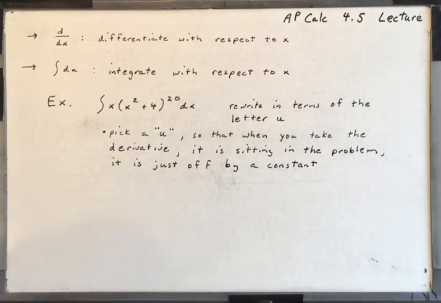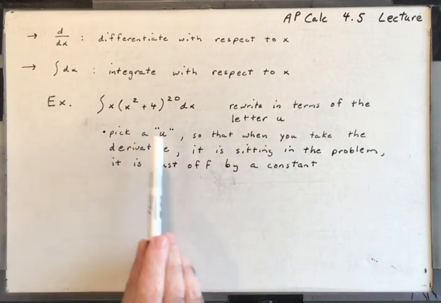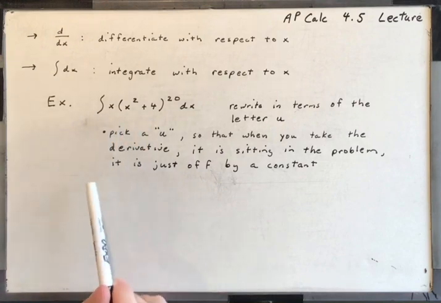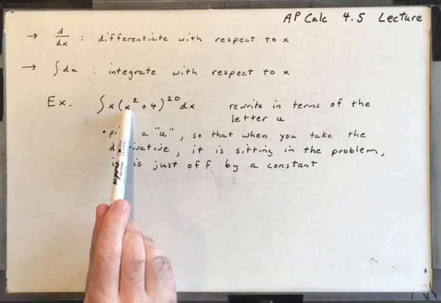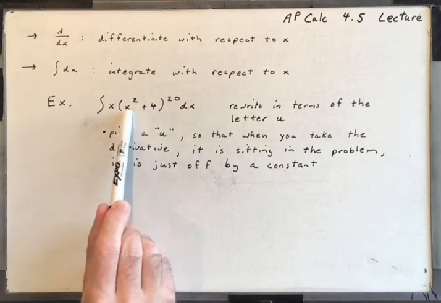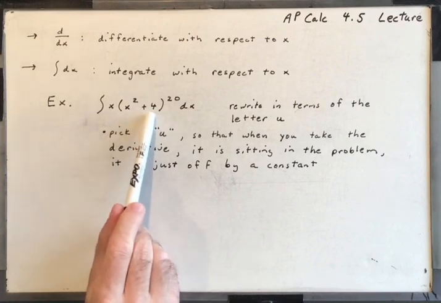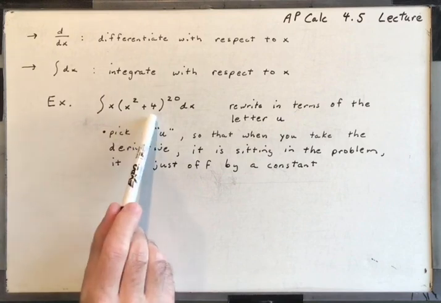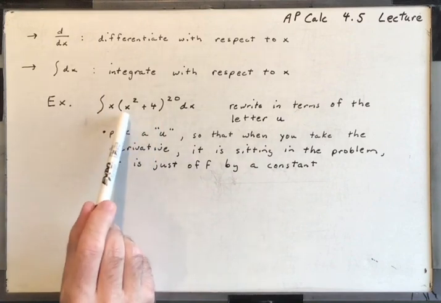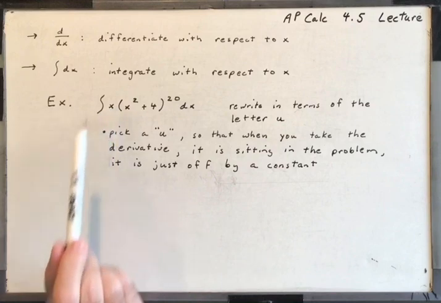Okay, let me tell you what I mean here. We're going to pick a U, all right? And the U is the same thing as the blob if you were to take the derivative, okay? So see how we're going to let U be x squared plus 4. The reason I'm picking U to be x squared plus 4 is if I take the derivative of that, it's 2x, right? Well, the x is sitting in the problem. That's almost the same as 2x. It's just off by a constant.